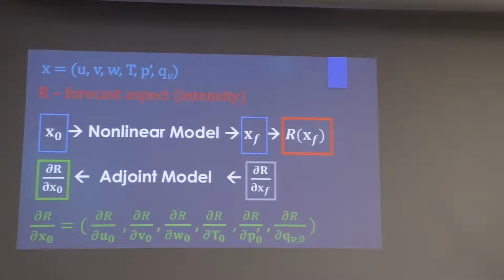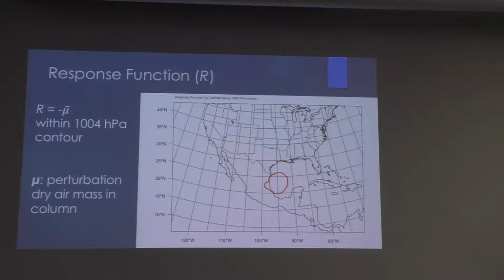Okay, so for this specific case, the response function we're using is negative mu bar within the 1004 hectopascal contour, where mu is the perturbation dry air mass in a column. It's essentially sea level pressure, but it's a model state variable, which means we can actually use it to initialize our adjoint. We choose negative so that positive sensitivities will correspond to an increase in intensity.